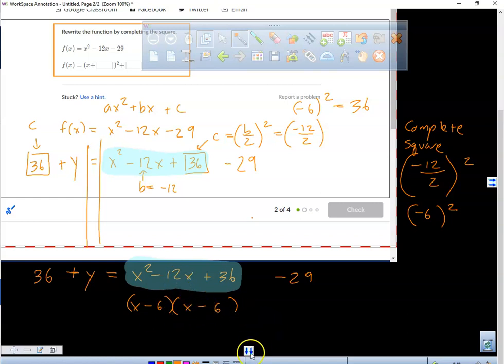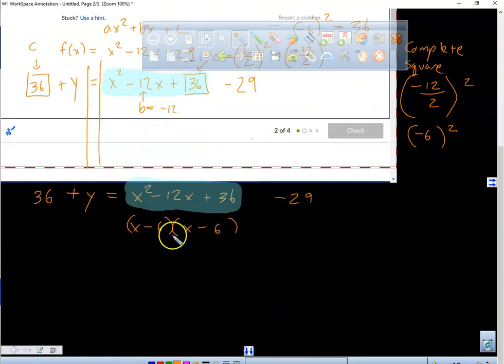As you know, in a square, guys, what's special about a square? All the sides are equal. Well, in perfect square trinomials, your 2 sides are equal. Your 2 factors are the same. So this becomes, you guys ready? This becomes x minus 6 squared. So here we go. 36 plus y equals x minus 6 squared minus 29.